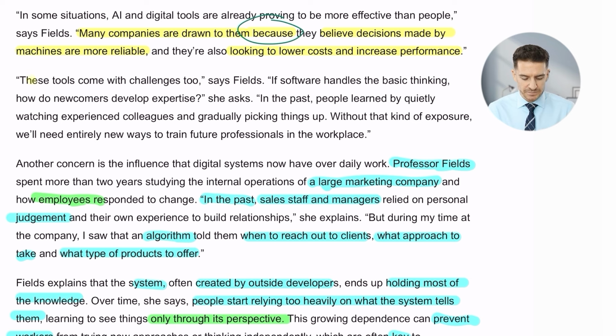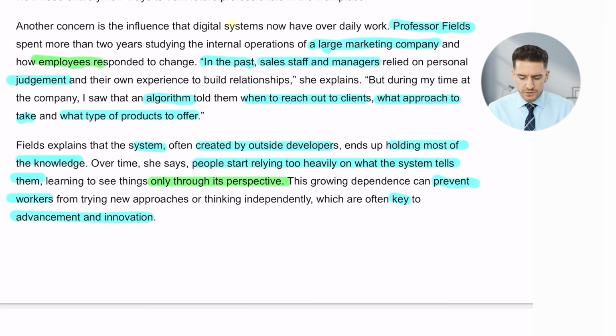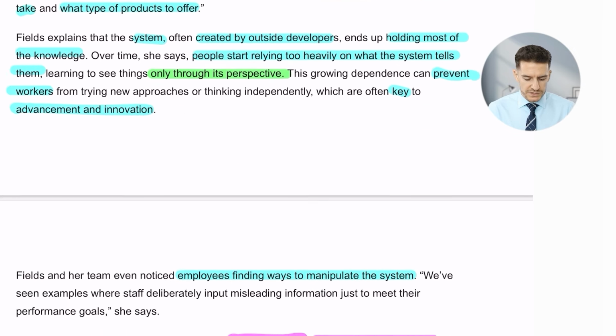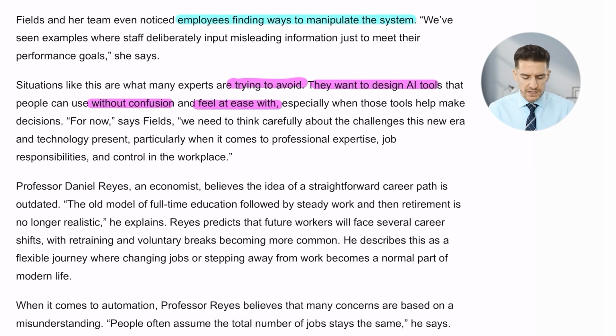Now let's keep going. These tools come with challenges too. Okay, if software does this, in the past, people learned quietly, okay, without that kind of exposure. Okay, nothing really important there. Another concern is the influence, okay, spent more 2 years, okay, but during my time, I saw the algorithm, okay. Fields explains that the system created by outside developers, okay, people rely too heavily, yeah, this growing dependence, okay, we've already had quite a good look at that, so we can keep going.